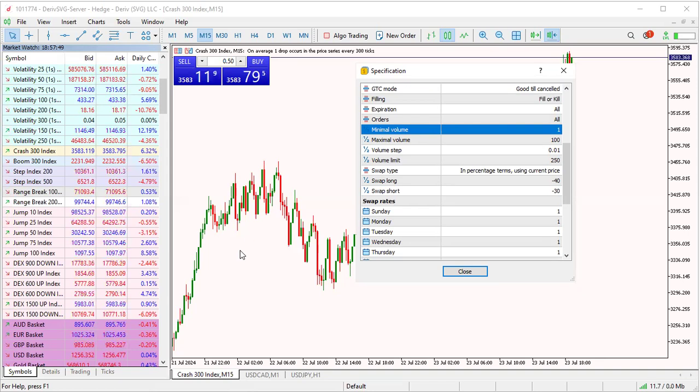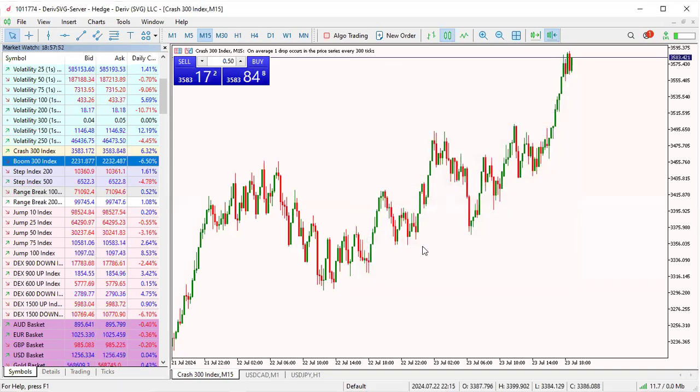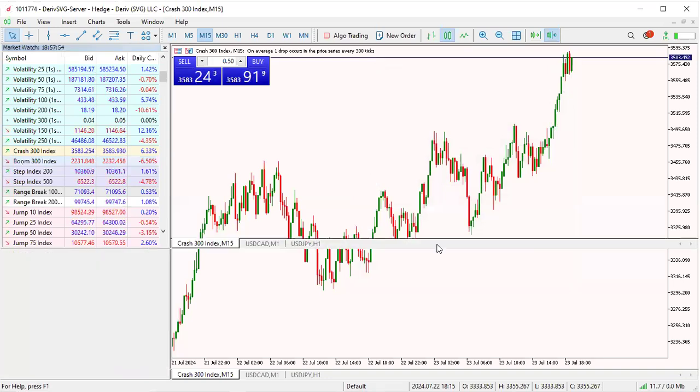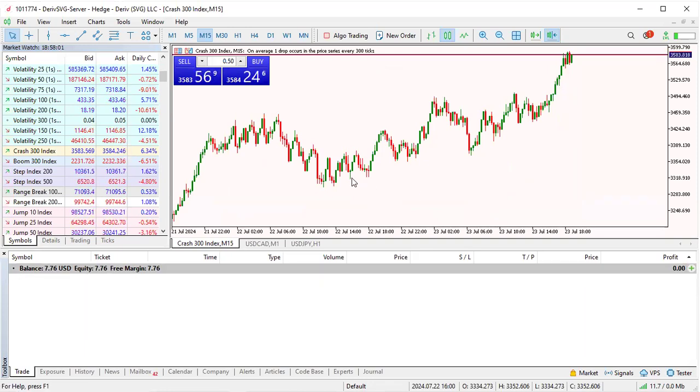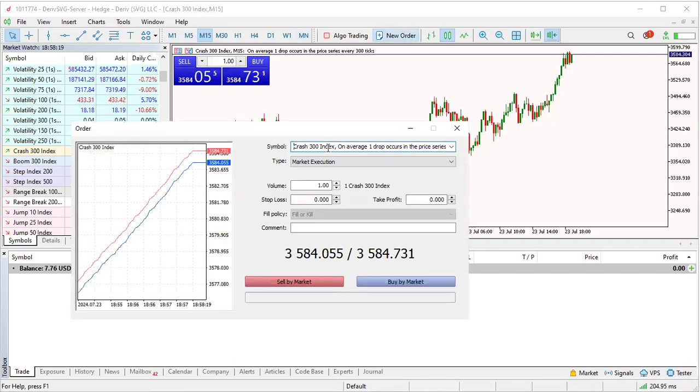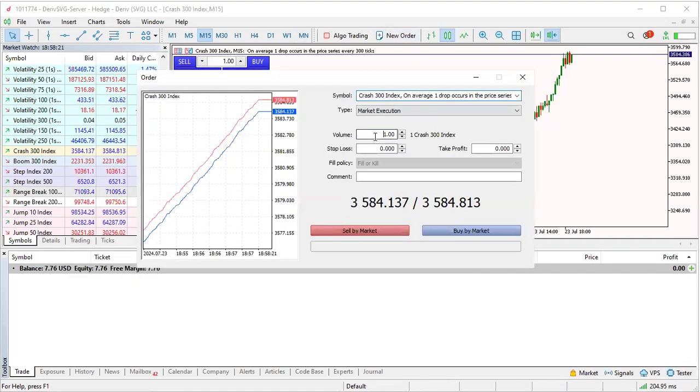It's 1 lot, okay? So if you are interested in trading Crash 300, the funny thing is, you have to pay attention to the minimum volume. Because if you trade 1 lot here, whether you want to buy or sell, it's not going through. It seems you are not meeting the margin requirement if you put in 1 lot here.